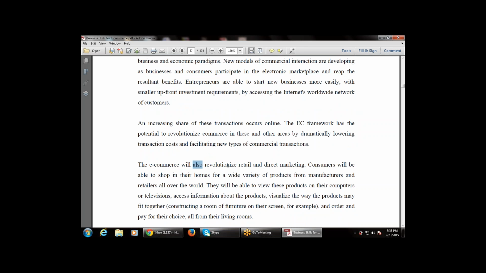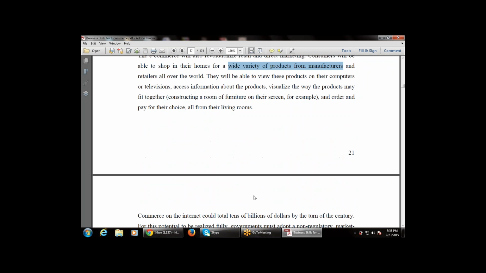E-commerce will also revolutionize retail and direct marketing. Consumers will be able to shop in their homes for a wide variety of products from manufacturers and retailers all over the world. They will be able to view these products on their computers or televisions, access information about the products, and visualize the way the products may fit together. That is, constructing a room of furniture on their screen, and then ordering and paying for their choices, all from their living rooms.